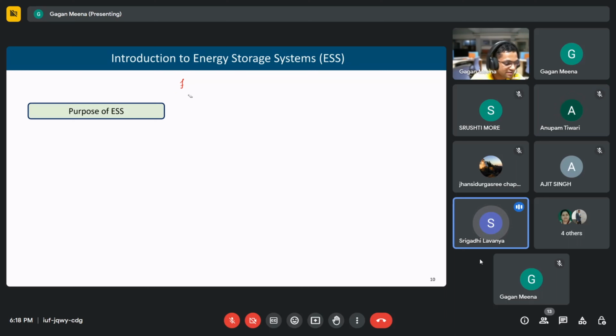How to utilize the energy further? We can store energy and then we can use it when generation is less. So energy security is also one of the main reasons.